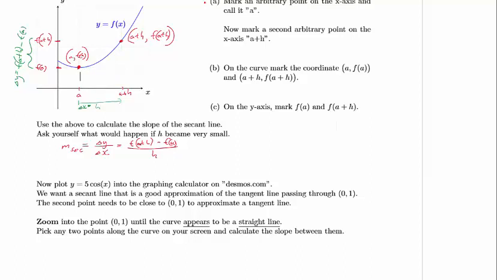Okay, so after this we're going to be plotting the function y equals 5 times cosine of x into a program called Desmos. And we want to have a secant line that is a good approximation of the tangent line that is passing through. And I've got 0, 1 that should say 0, 5.